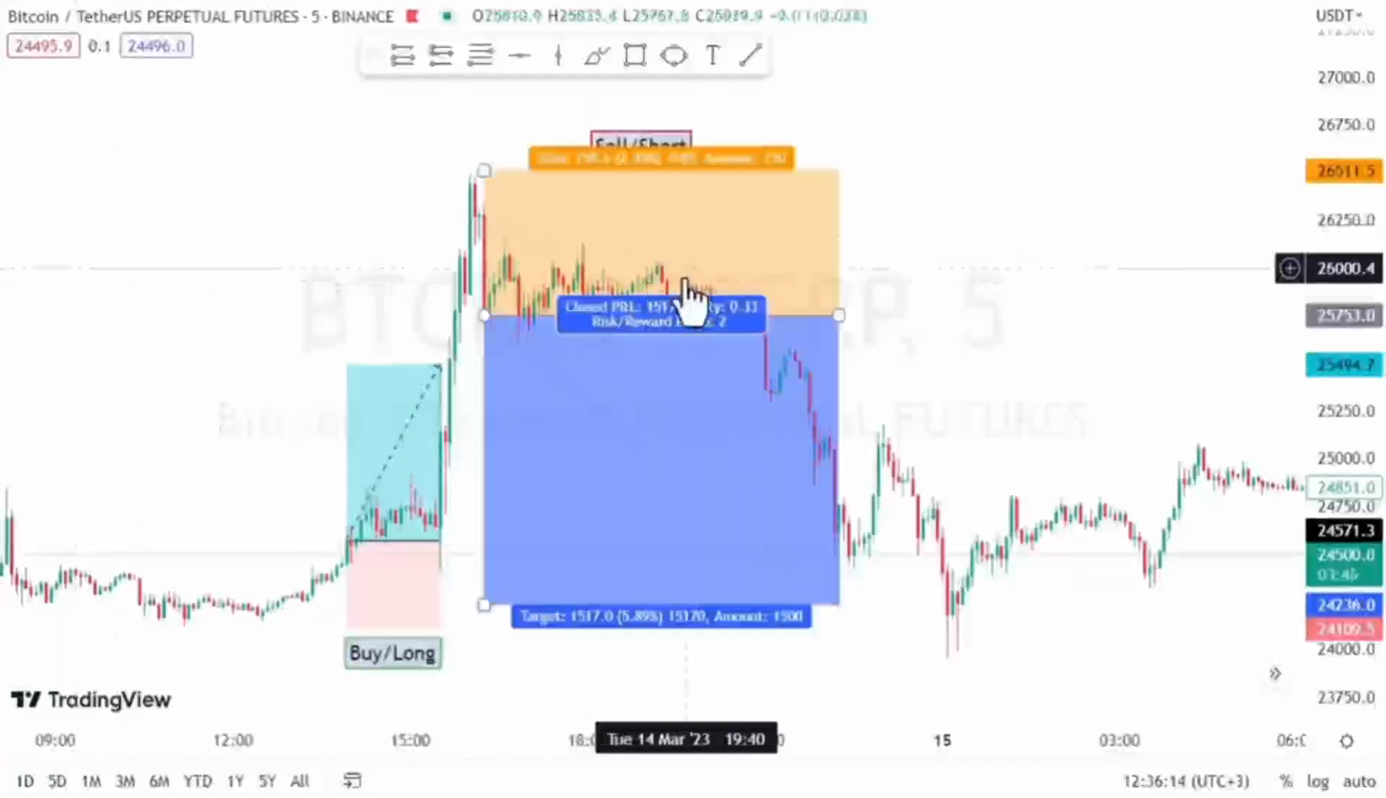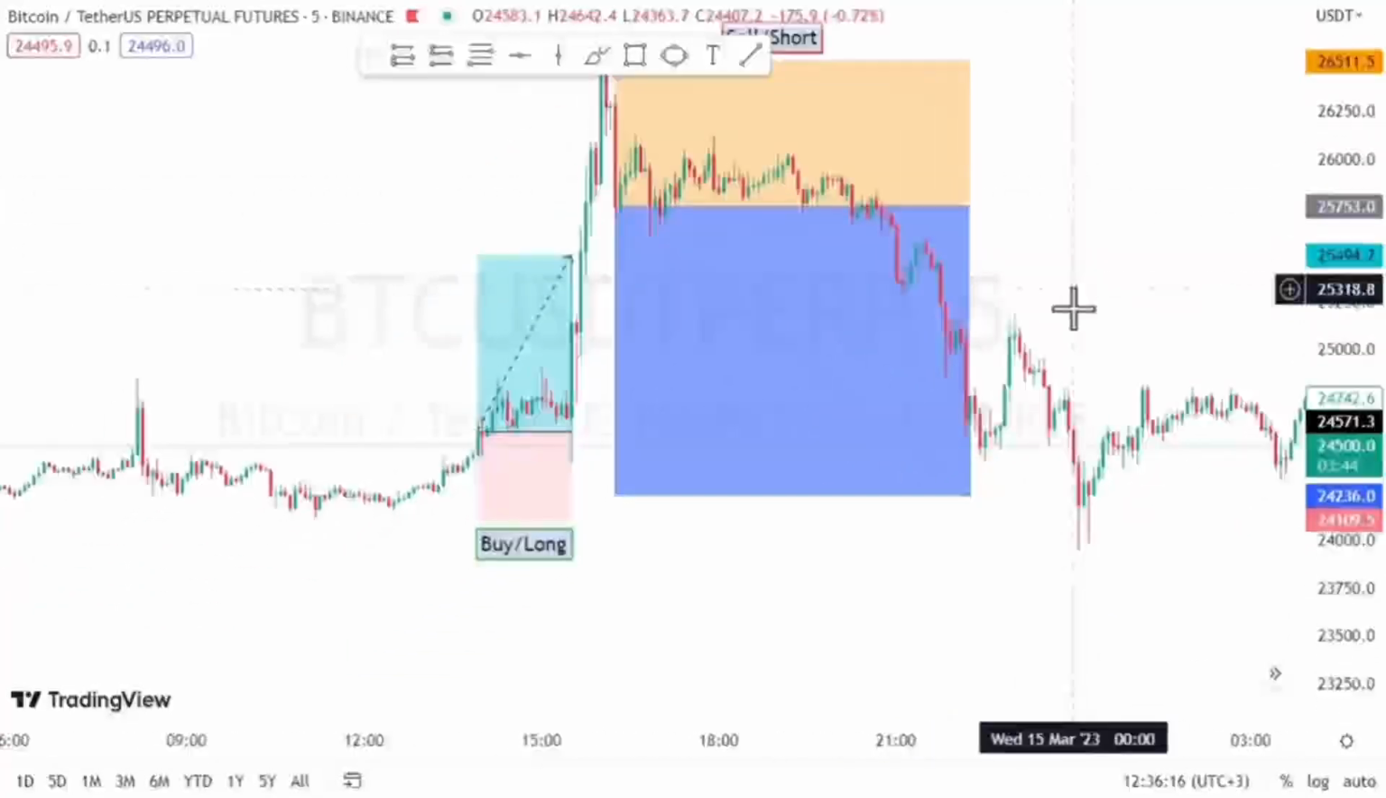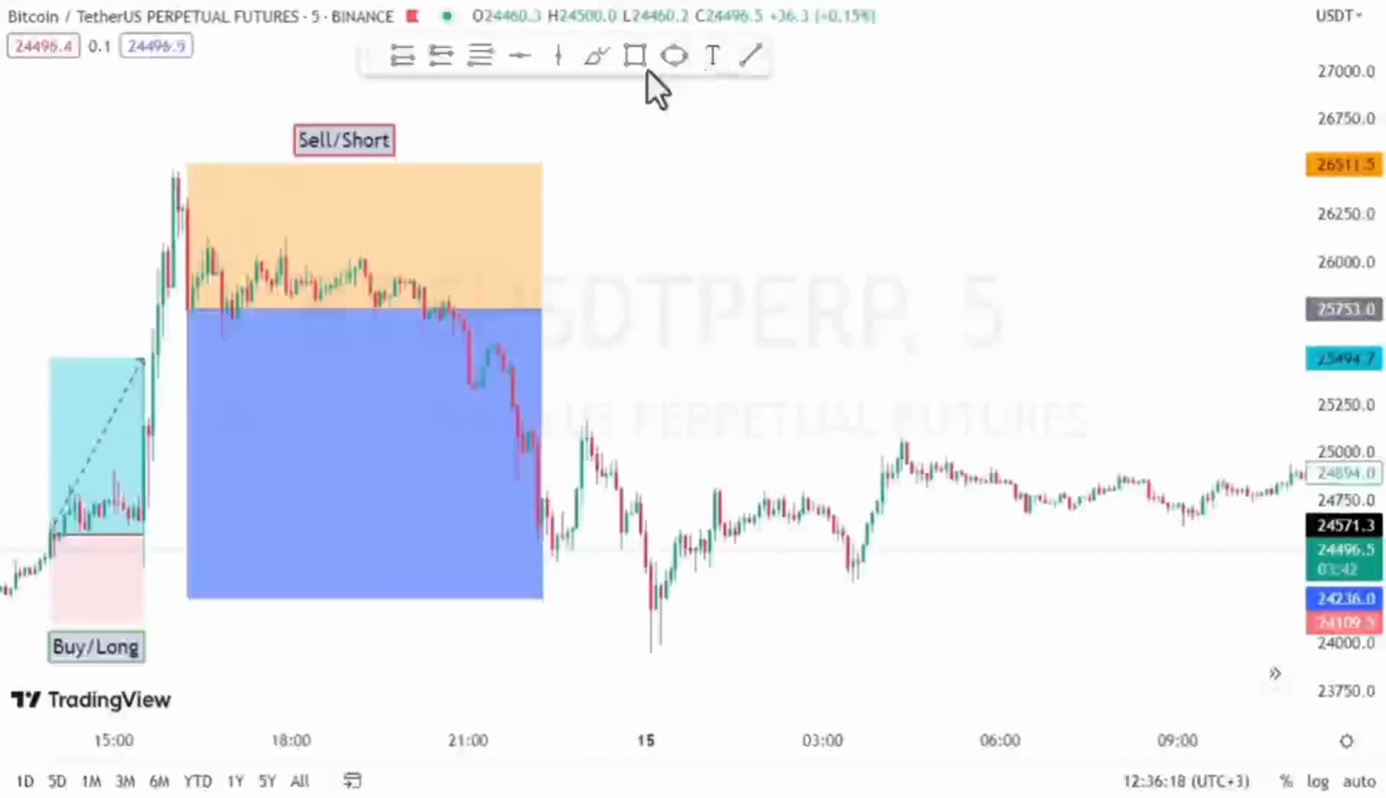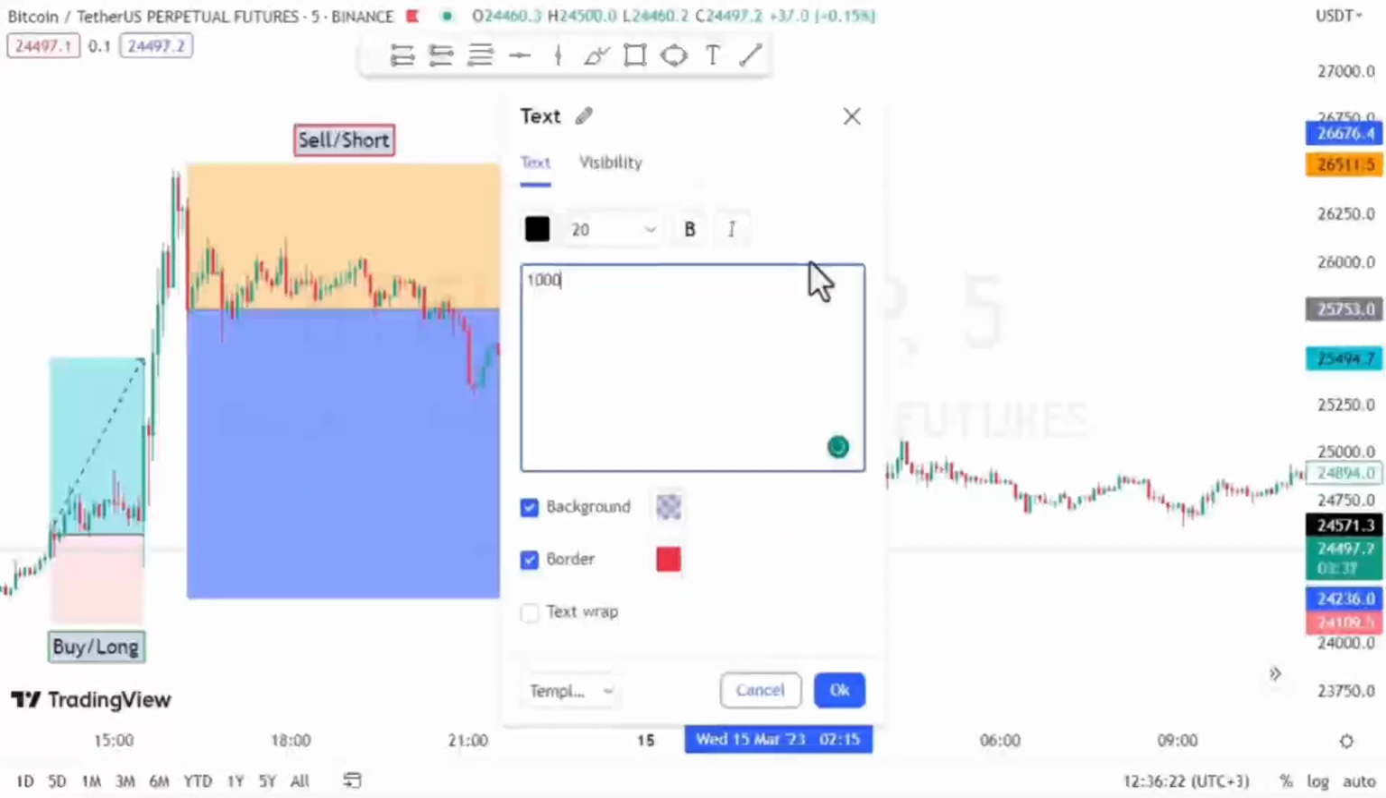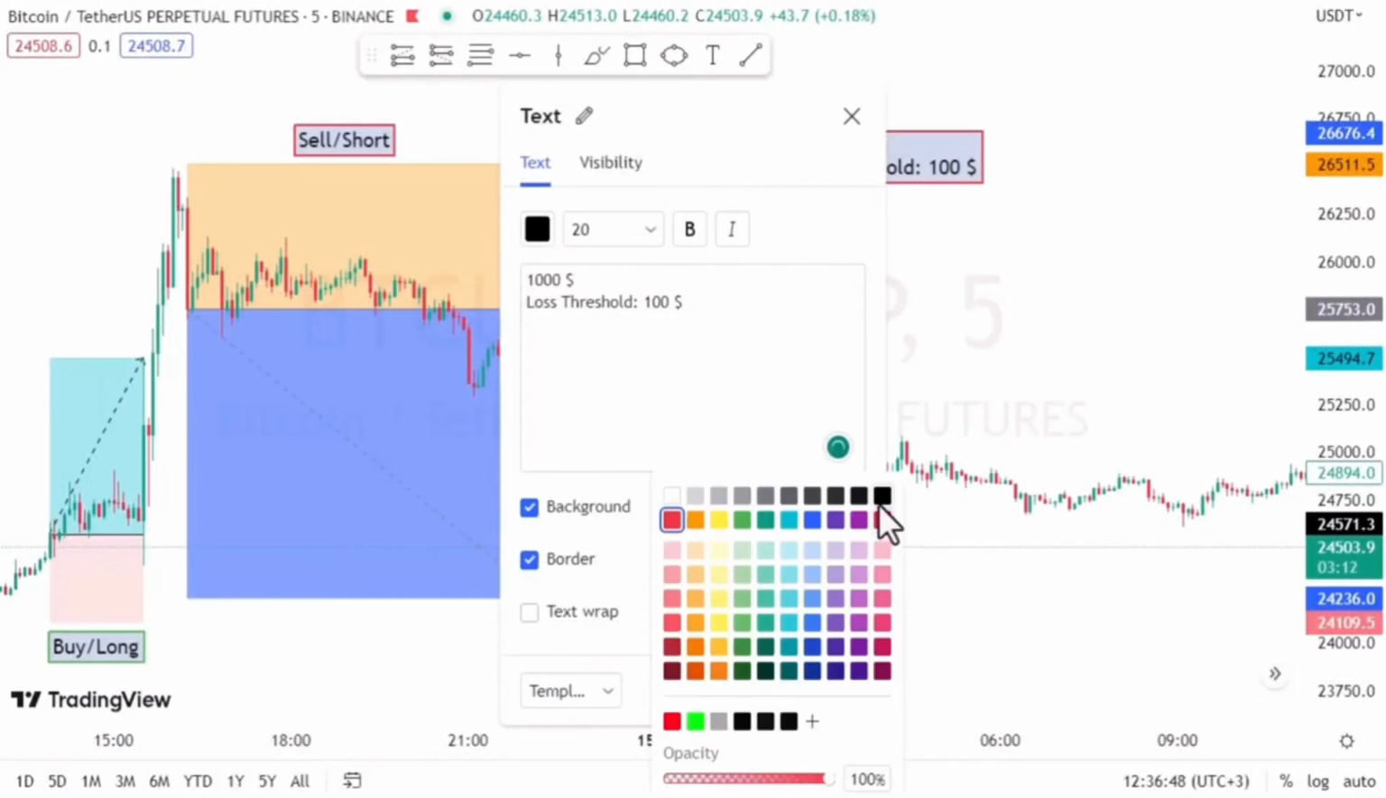Other important trading terminologies include stop loss, which is an order to close a position if the price of a security reaches a certain level. What does it mean? It means I enter a position with, let's imagine, $1,000. The amount of loss which I can bear and tolerate is $100.